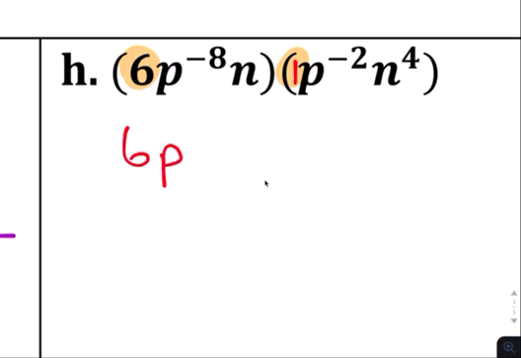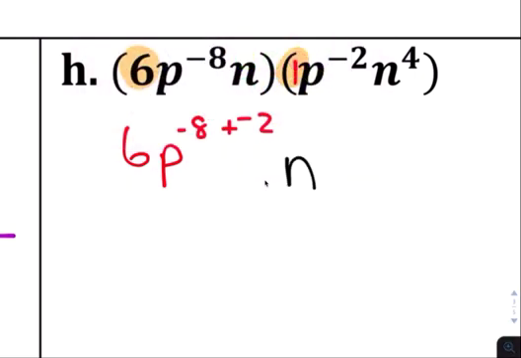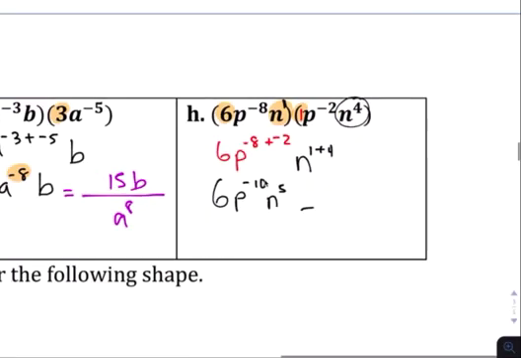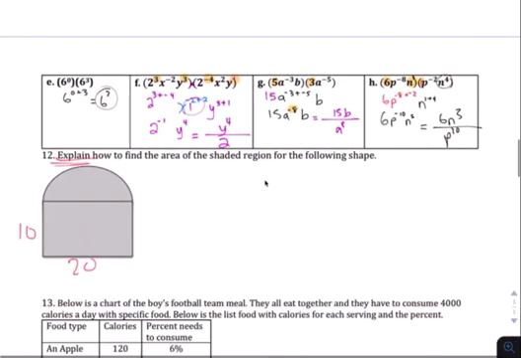6P to the negative 8 plus that negative 2. N, you've got N to the exponent of 1 here, plus this one here. Okay, so we've got 6p to the negative 10 and n to the 5th. So we have a fraction, 6n to the 5th over p to the 10th. Okay, and most students know how to do this one.